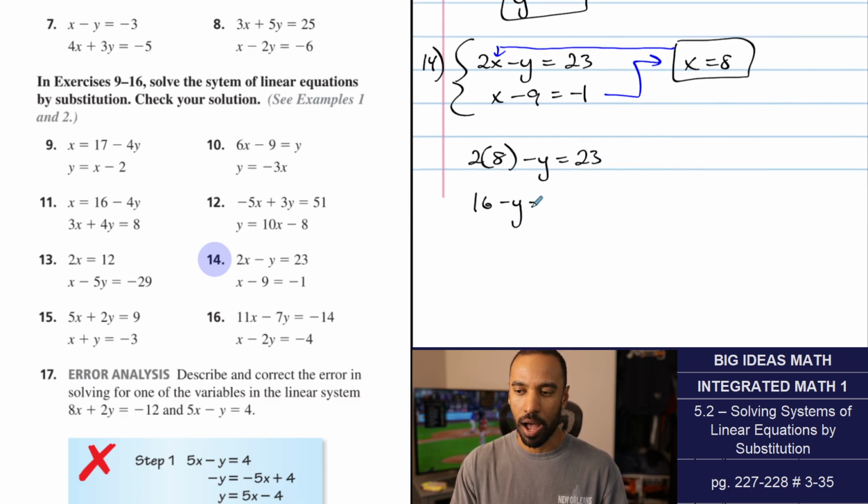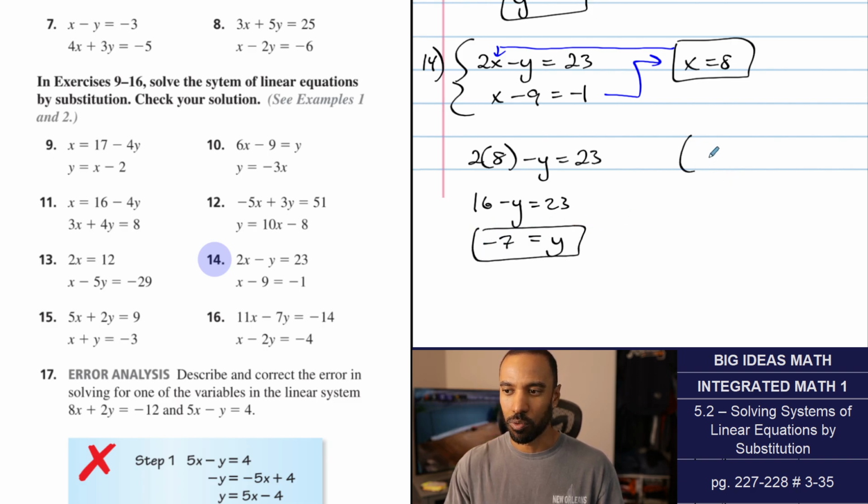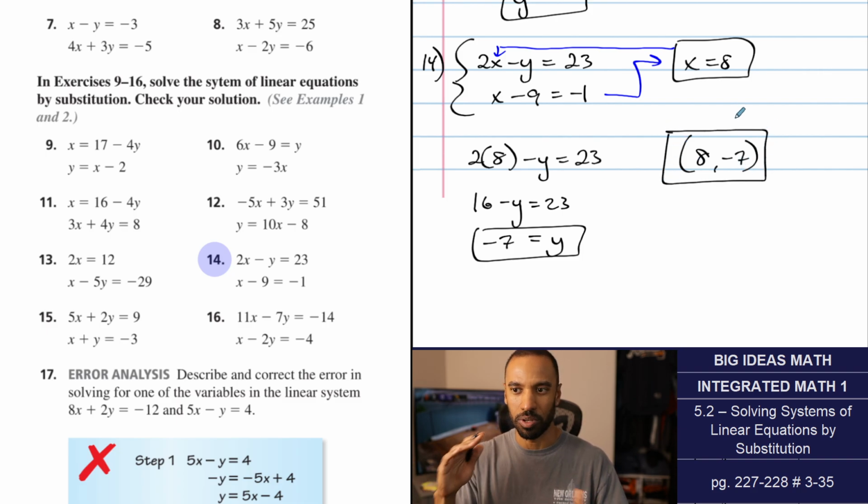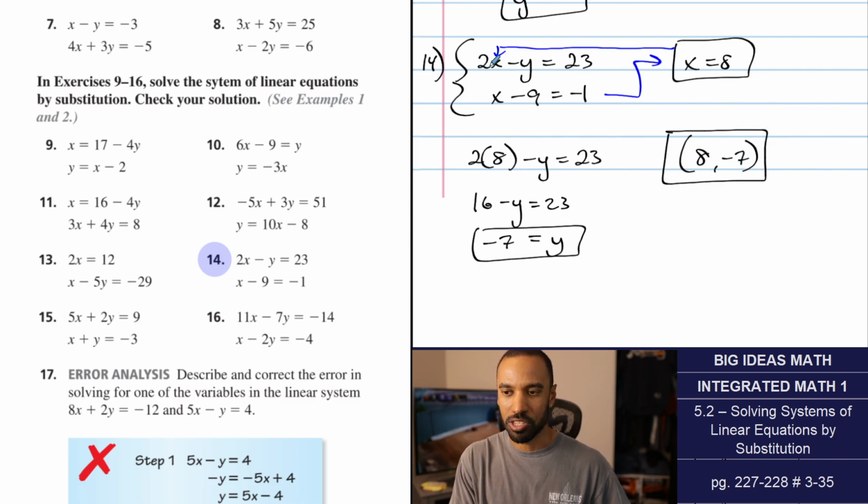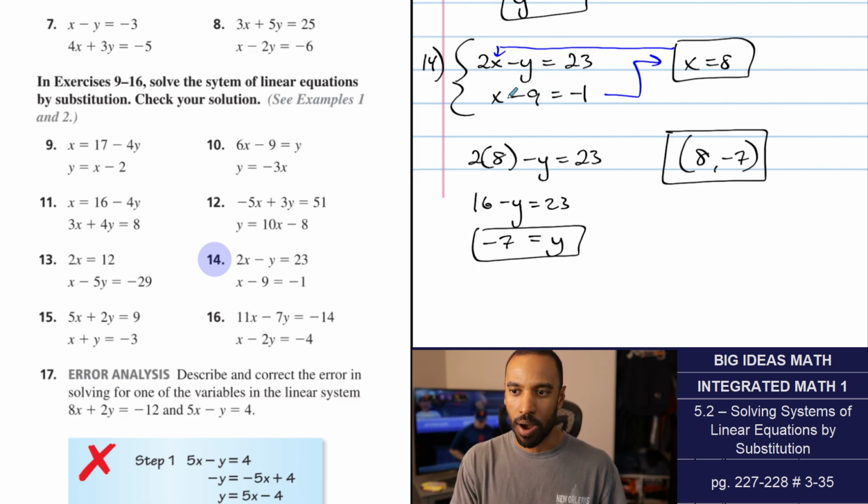This is 16 minus y equals 23. It's one of the ones where I'd rather kind of add the y over here and then subtract the 23 over it, and I'll get negative 7. So y is negative 7, which means we have 8 comma negative 7. And again, one of those ones that double checking doesn't really do anything for me, assuming my math there was good, which it looks like it was, because there's no y in the bottom equation.